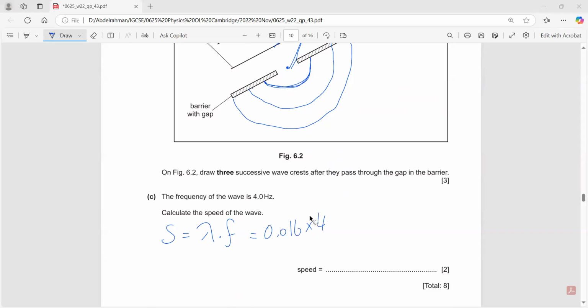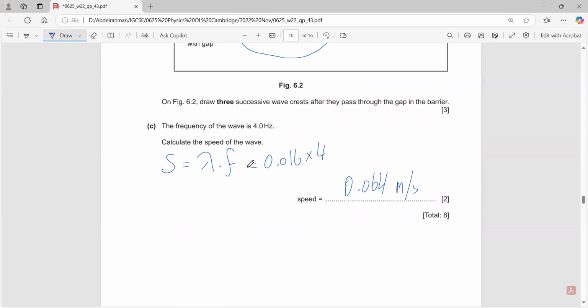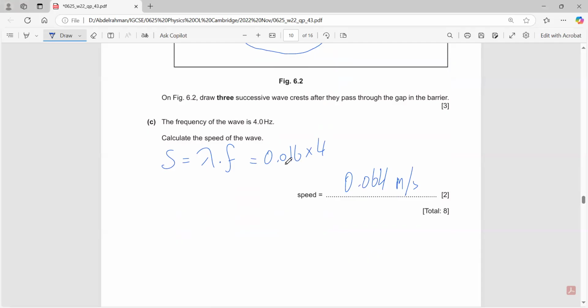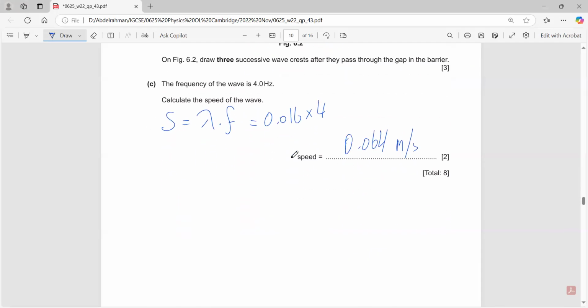0.016 times 4, which is 0.064 meters per second. That's easy.